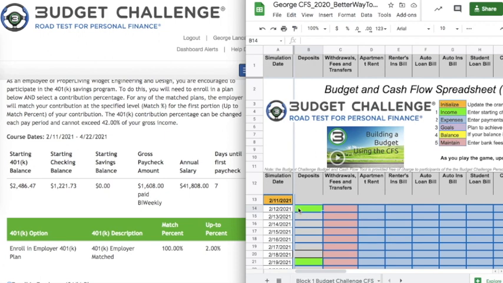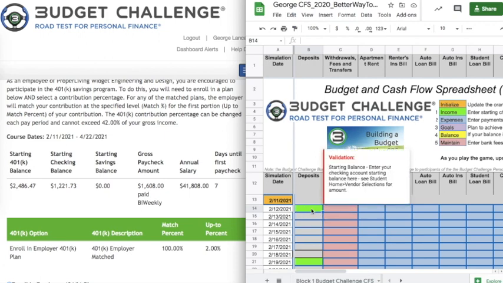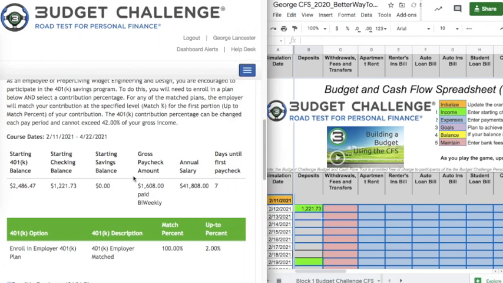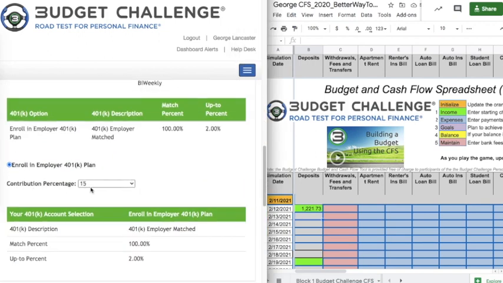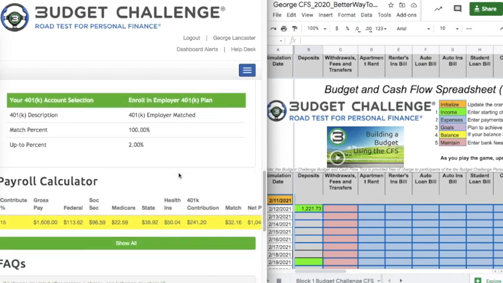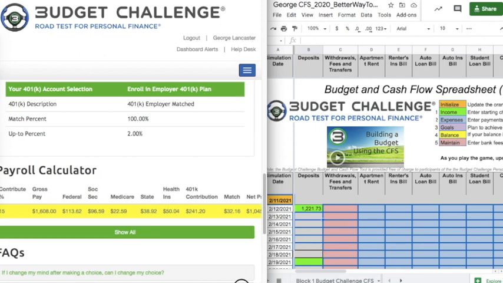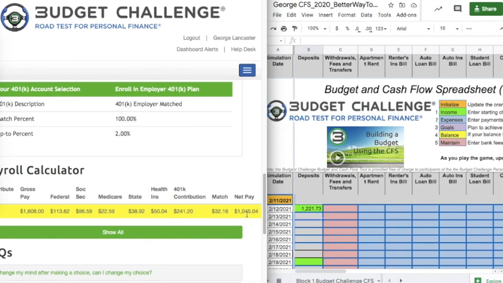The second thing to do is to put in the first green box your starting balance. So our starting checking account balance is at the top of our job page. It says we start with $1,221.73. And then because I chose a 15% contribution to my 401k, we'll go down and we'll look at the net pay down here. And it says that my net pay is $1,045.04. And I get paid every 2 weeks starting on the 7th day.